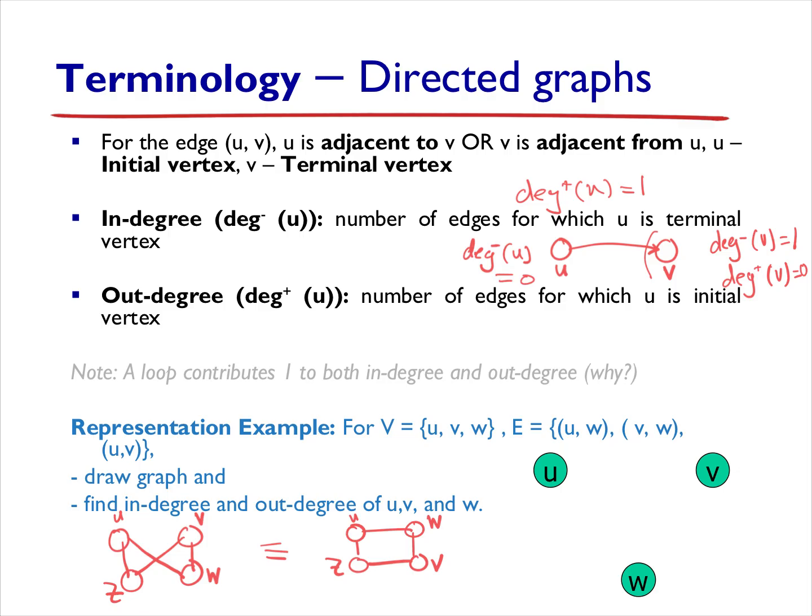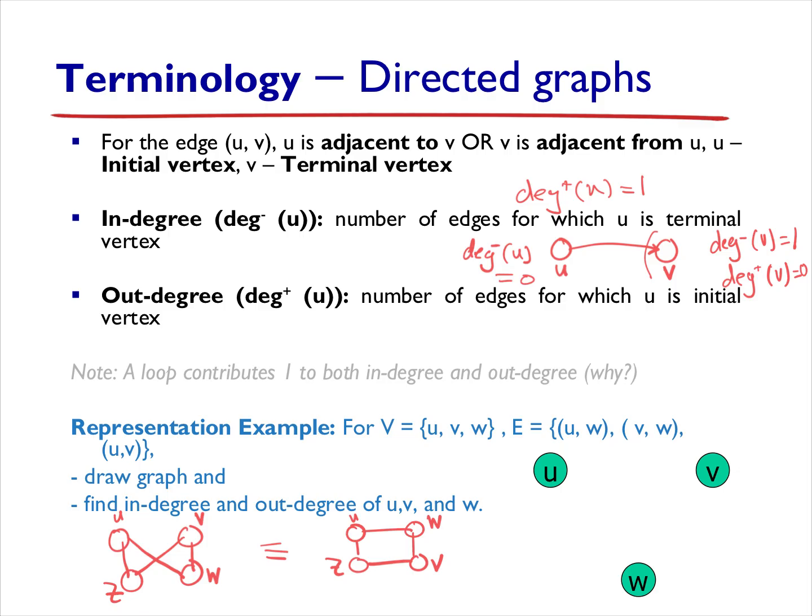Okay, let's leave this and come back to the example that we have here. Again, another example, but this one is directed. You have vertices U, V, and W, and directed edges: from U to W, from V to W, and the last one from U to V.